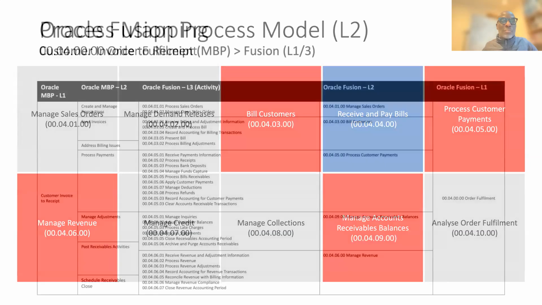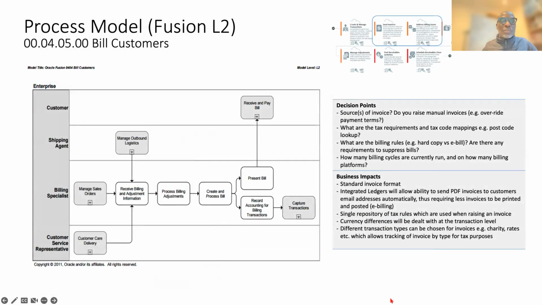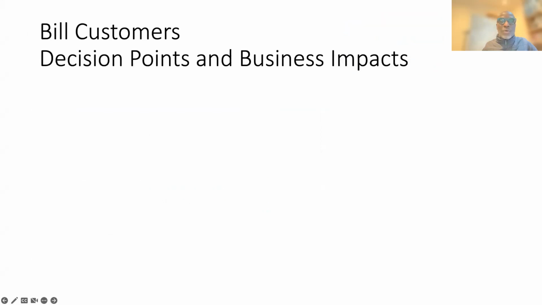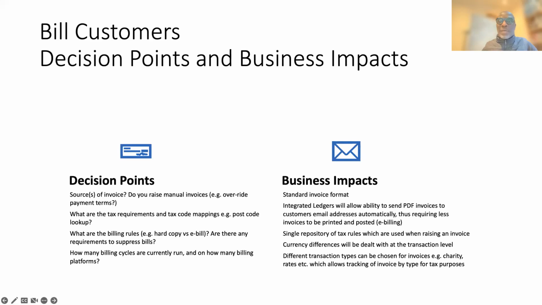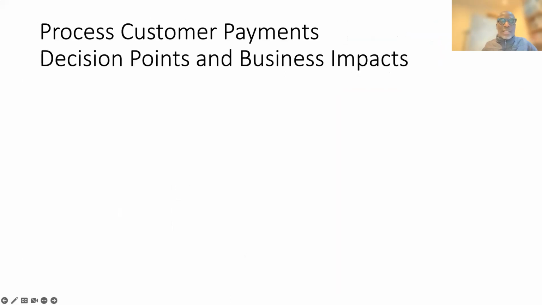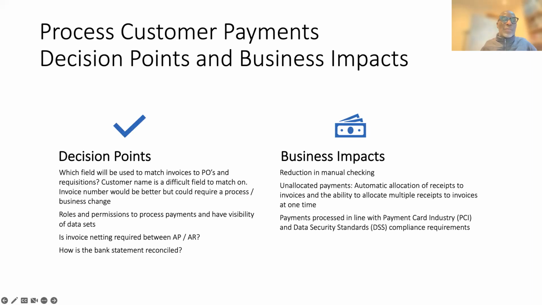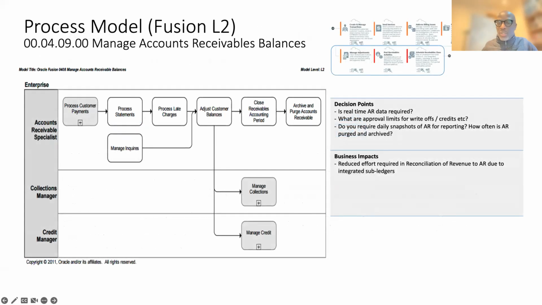I'll be looking at process maps and the mapping, and also the level 2 flows. Again, looking at decision points for each of the receivable areas, business impacts, the process flows. Again, I've used exactly the same method for each of the areas. So you have decision points, key business impacts, and so on. So we've got this for all the different areas.